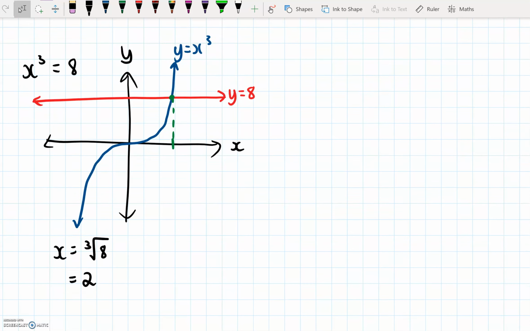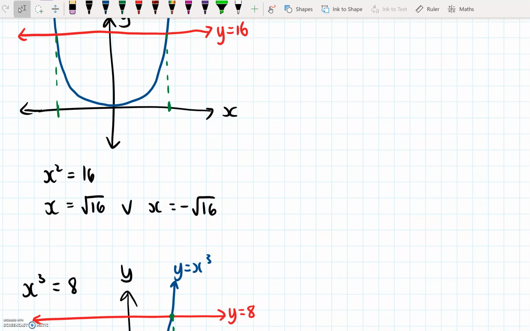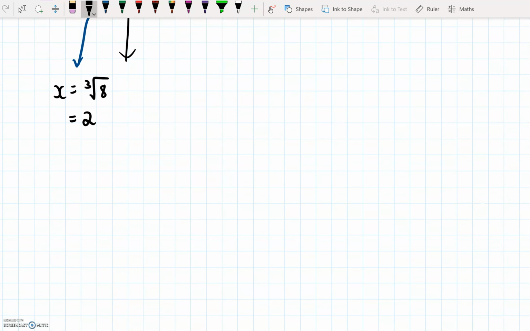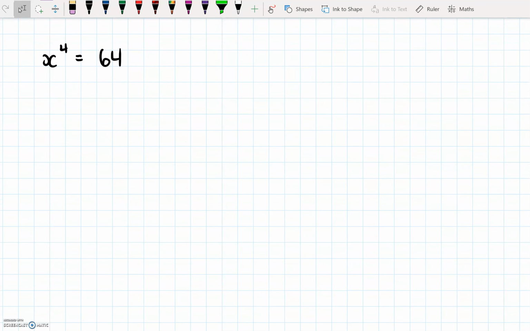All right, obviously this pattern holds for x to the power of 4, etc. as well. So let's have a quick look at that, because you do need to realize that it does mean we're going to have a different result on our calculator. So if we have x to the power of 4 is equal to, I don't know, let's go 64. We know what x to the power of 4 looks like. I might try and do the sketches on this side. We can have the calculations on the left.